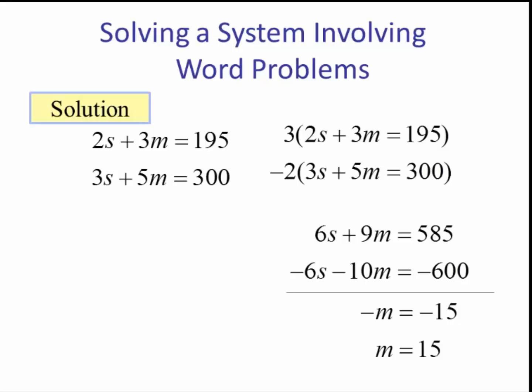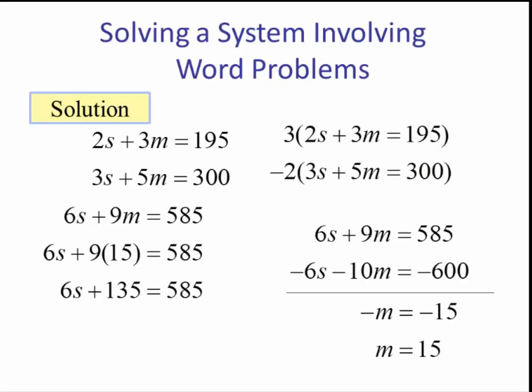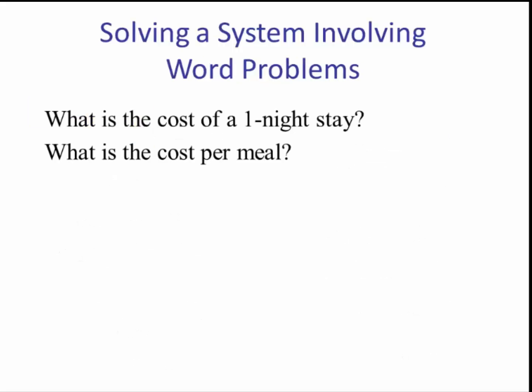To find the value of s, we take one of the equations, and everywhere we see an m, we stick in a 15. So in this case, we have 6s plus 9 times 15 equals 585. 9 times 15 is 135. Subtract 135 from both sides of the equal sign, and divide by 6, we see that s is 75. So what does this mean in terms of the problem? The cost of a one-night stay is $75 and the cost per meal is $15.